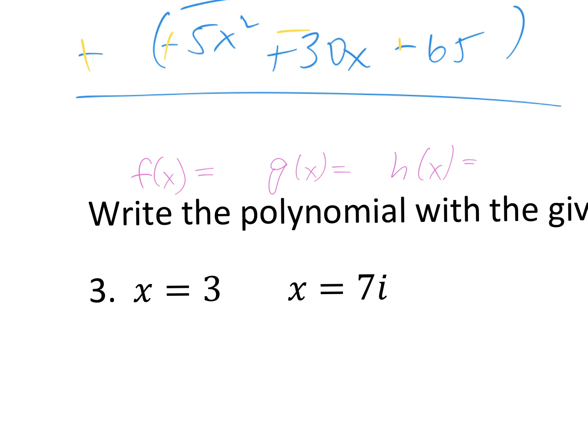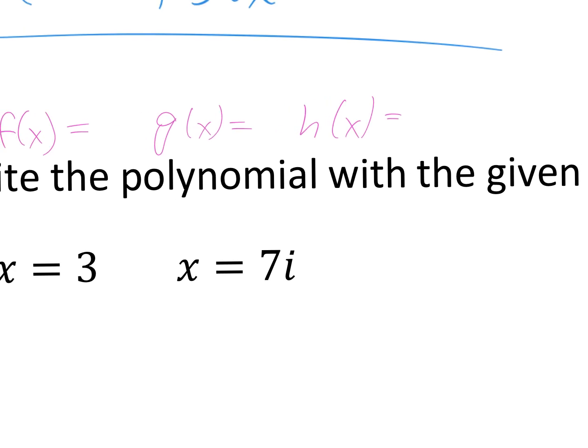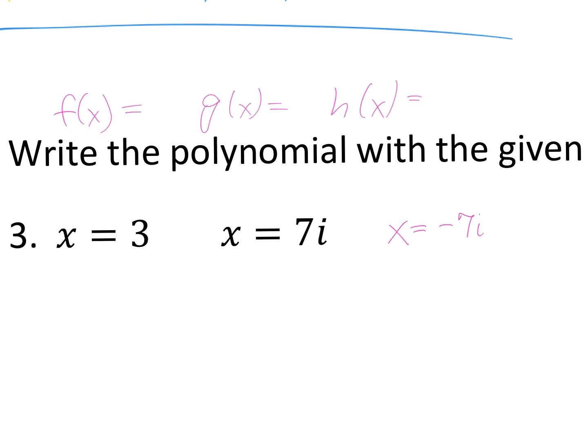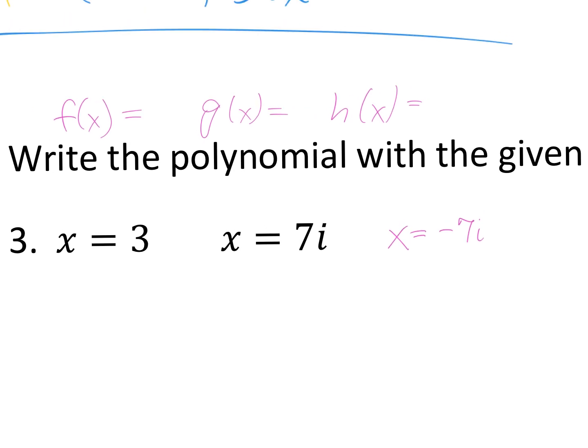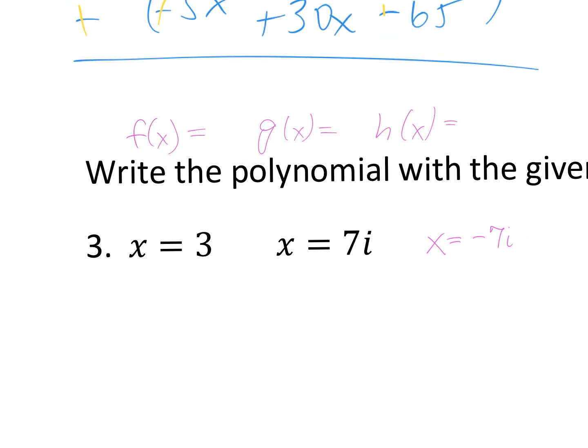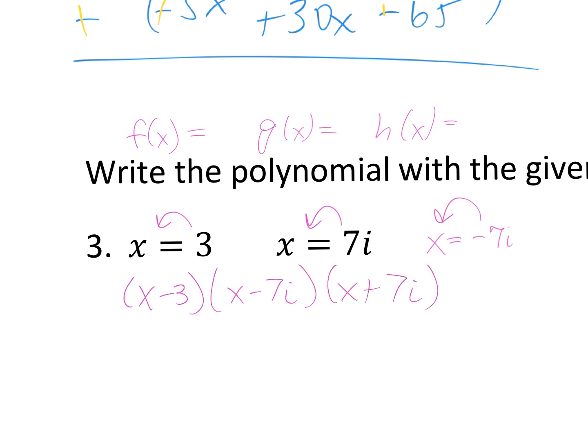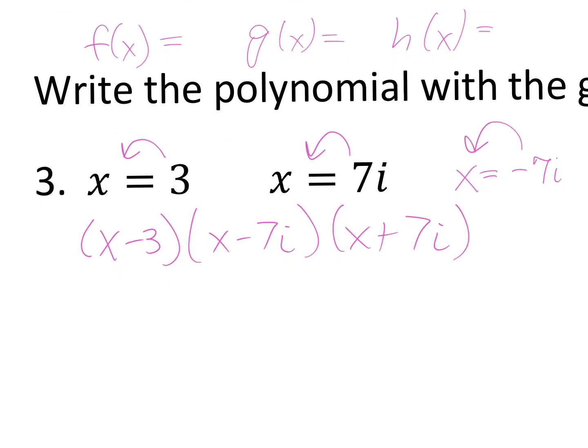So they gave me a real answer of x equals 3, and they gave me an imaginary one of x equals 7i. What else do I need to account for? Negative 7i. What's the highest exponent that should be in my polynomial here? X cubed. Good. So I'm going to multiply everything out. When I move 3 over, this becomes x minus 3. When I move 7i over, it becomes x minus 7i. When I move negative 7i over, it becomes x plus 7i. What should you multiply together first? The imaginaries.